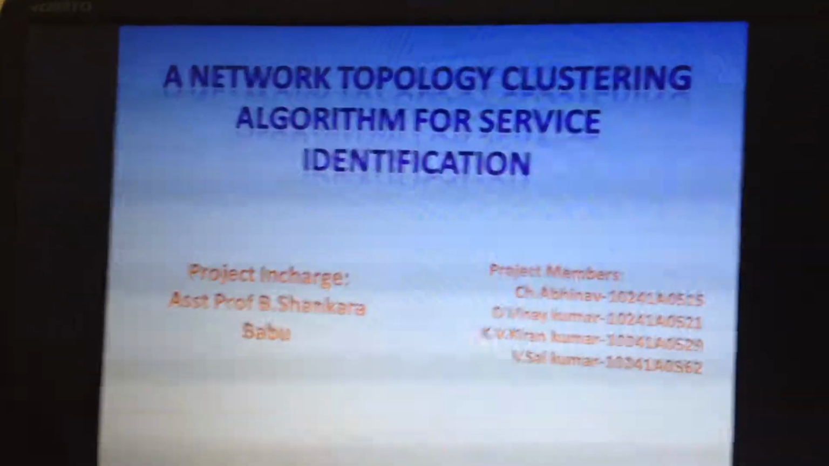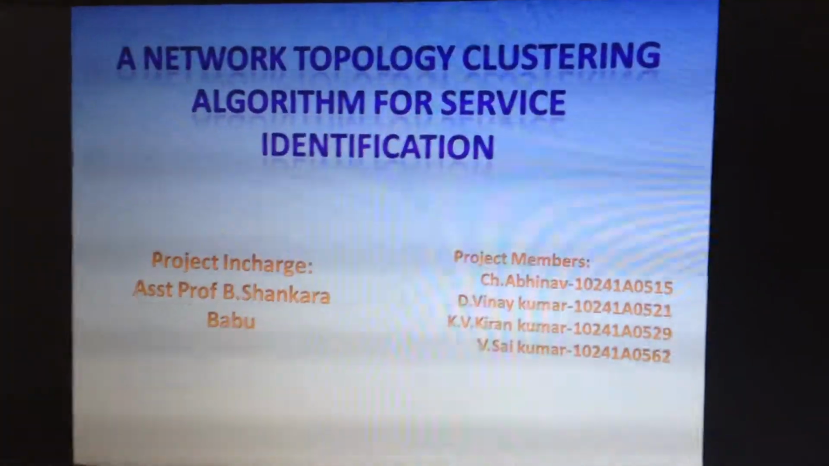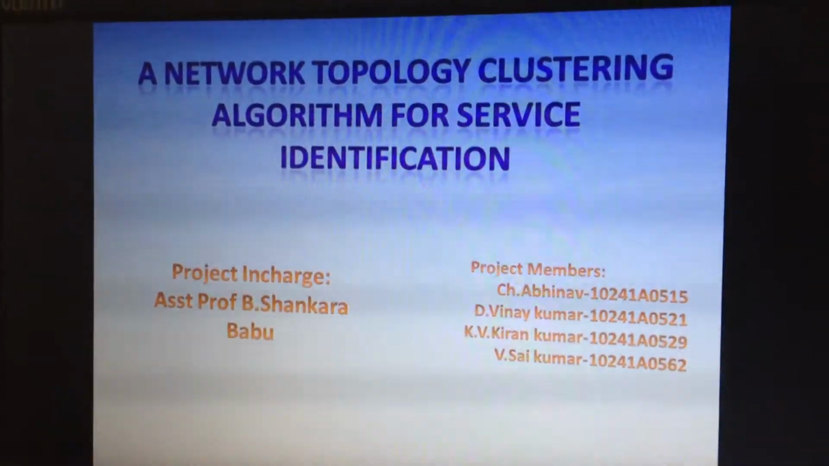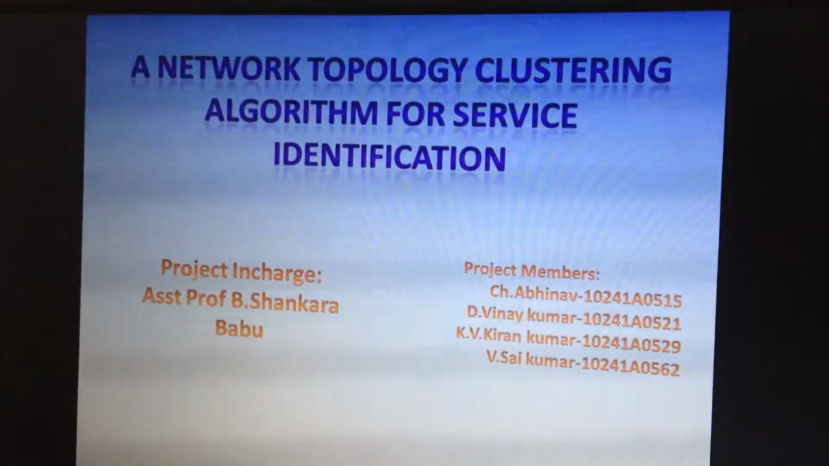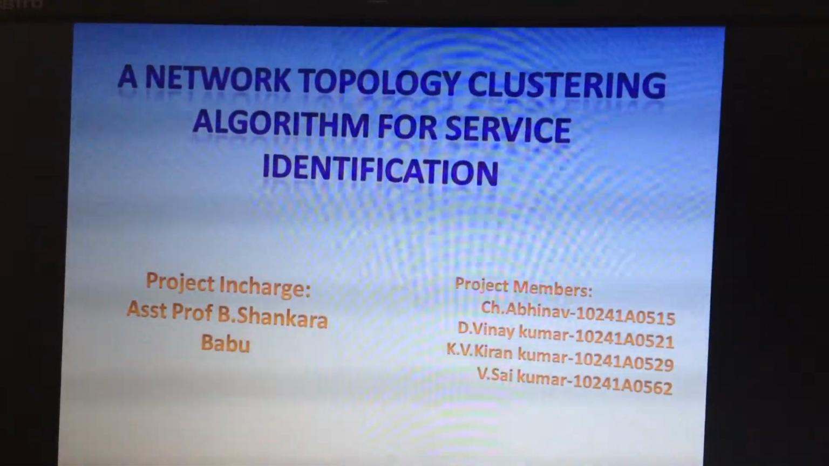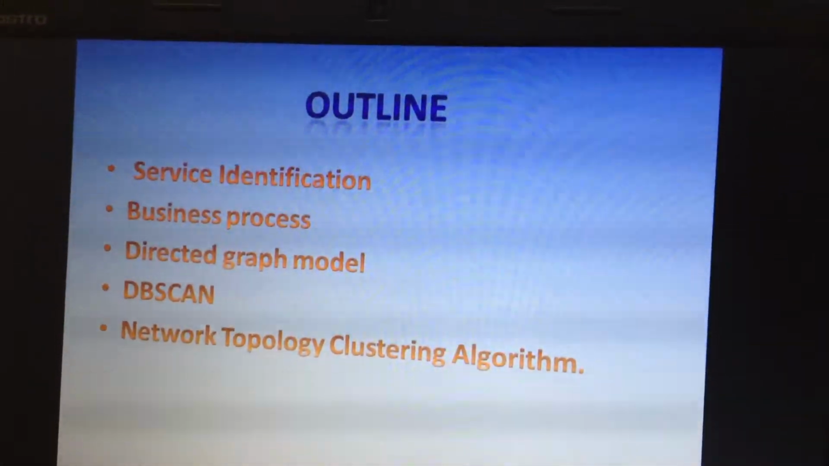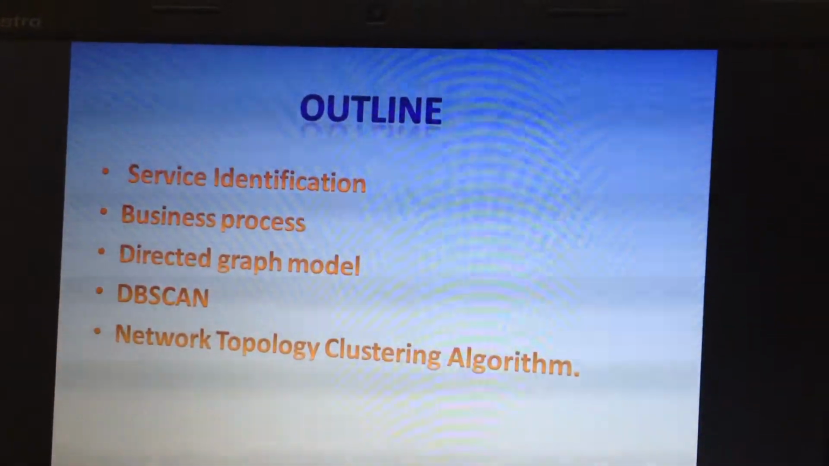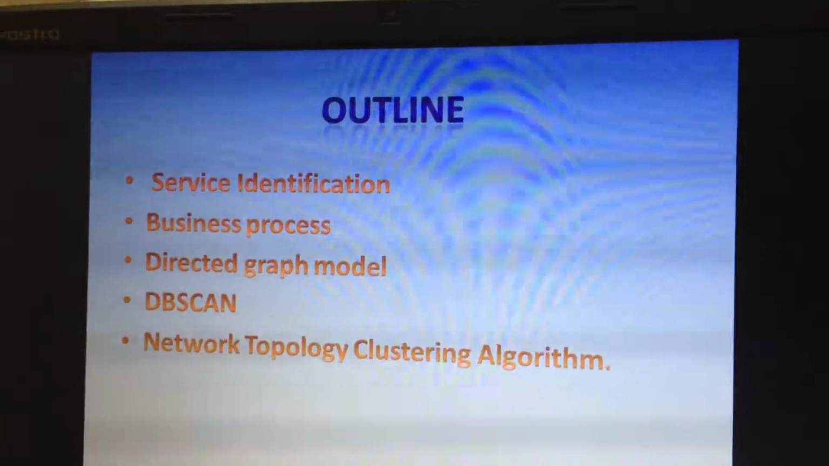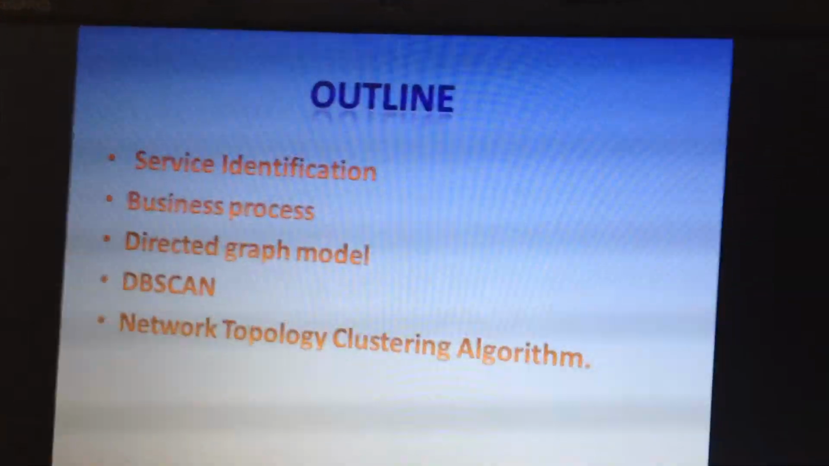Hi, today I am here to discuss my main project on a network topology clustering algorithm for service identification, under the guidance of Professor B. Shankar Babu. My project members are Abhinav, Vinay Kumar, Kiran Kumar and Sai Kumar. And coming to the outline of my project: service identification, business process, directed graph model, DBScan, network topology clustering. This is the outline for the project.